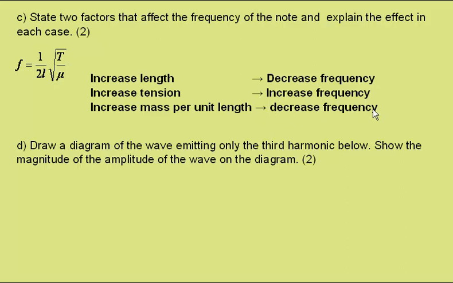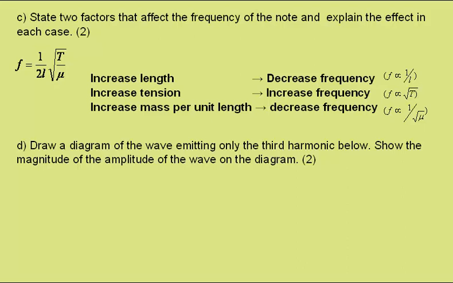We could give a little bit more detail in that frequency is directly proportional to 1 over the length. Frequency is directly proportional to the square root of the tension, and frequency is directly proportional to 1 over the square root of the mass per unit length.